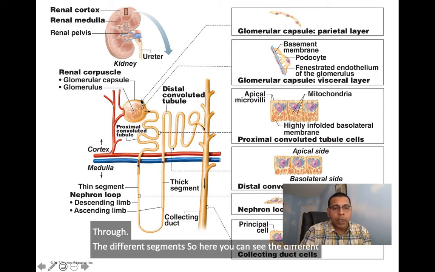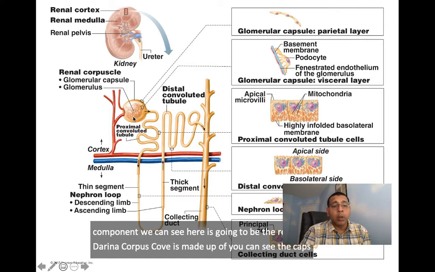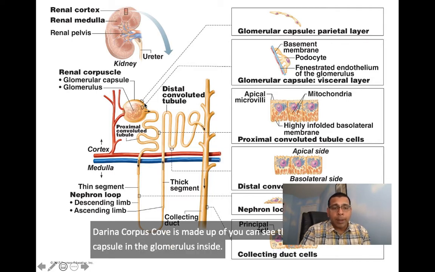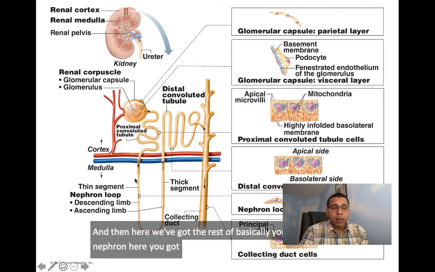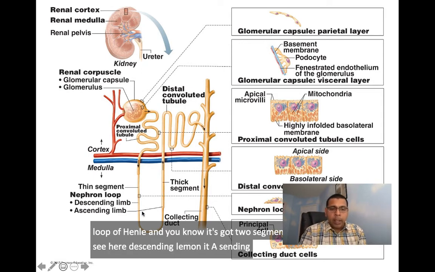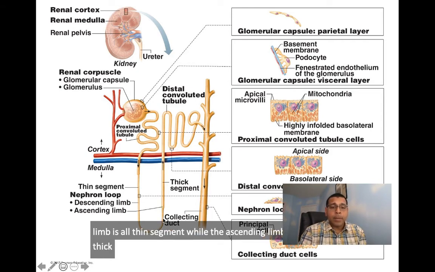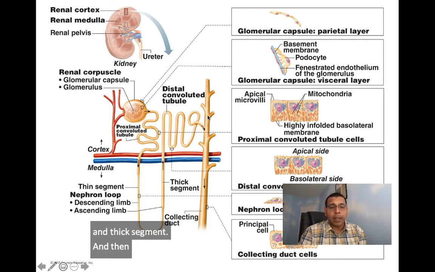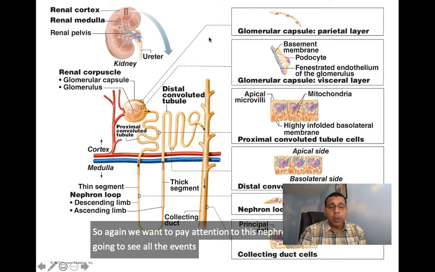When we go through, the first component we can see here is going to be the renal corpuscle. The renal corpuscle is made up of the glomerular capsule and then the glomerulus inside. And then here we've got the rest of the nephron. You've got the proximal convoluted tubule, the loop of Henle, and it has two segments: a descending limb and an ascending limb. The descending limb is all a thin segment, while the ascending limb is a thin and thick segment. And then the DCT taking us to the collecting duct. So again, we want to pay attention to this nephron, and we're going to see all the events that are going to take place within this nephron.